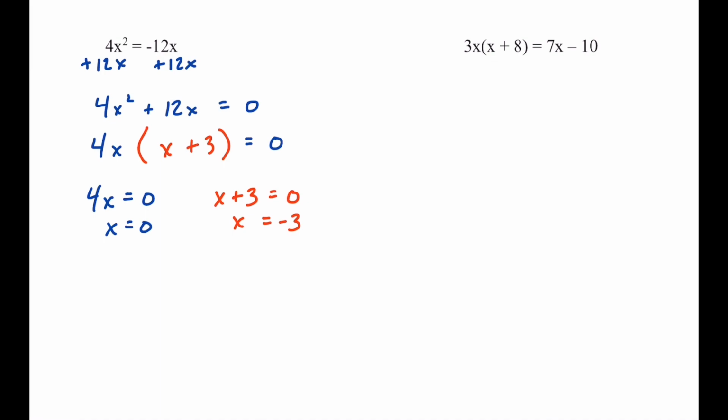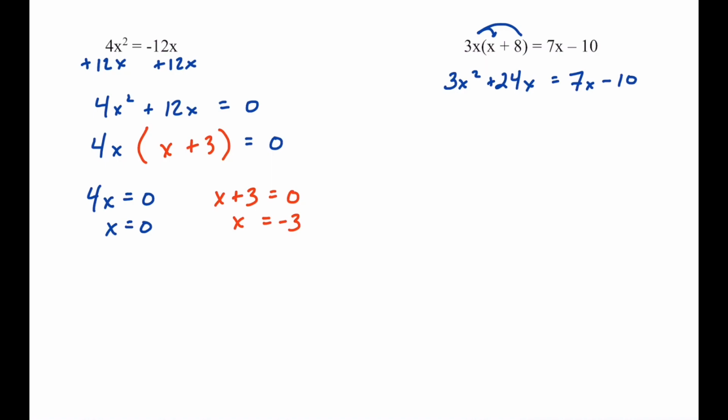In the next example, we see 3x times x plus 8 equals 7x minus 10. The left side looks factored. Unfortunately, because it's not equal to 0, we're going to have to expand it before we can actually solve this question. So we're going to distribute. We get 3x squared plus 24x equals 7x minus 10.